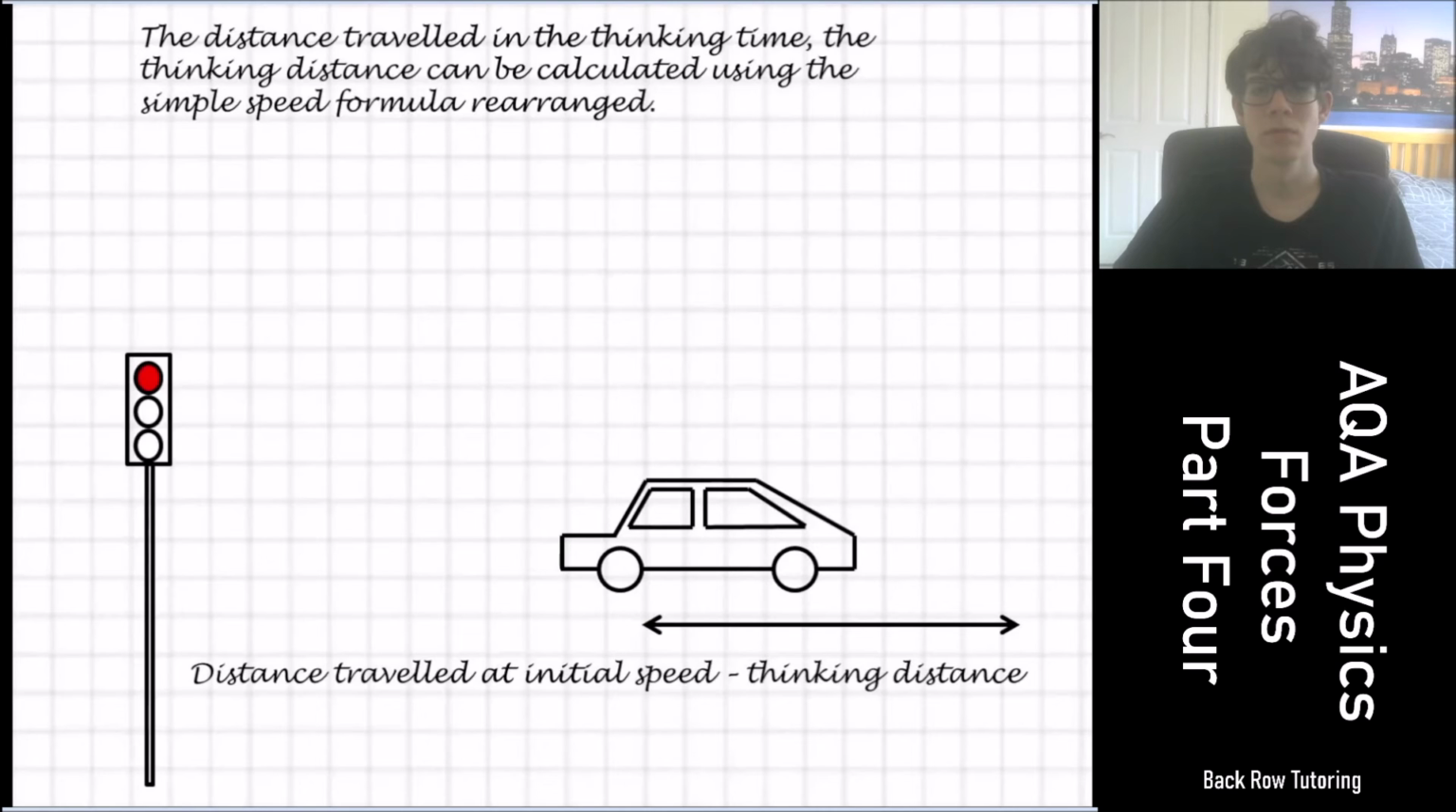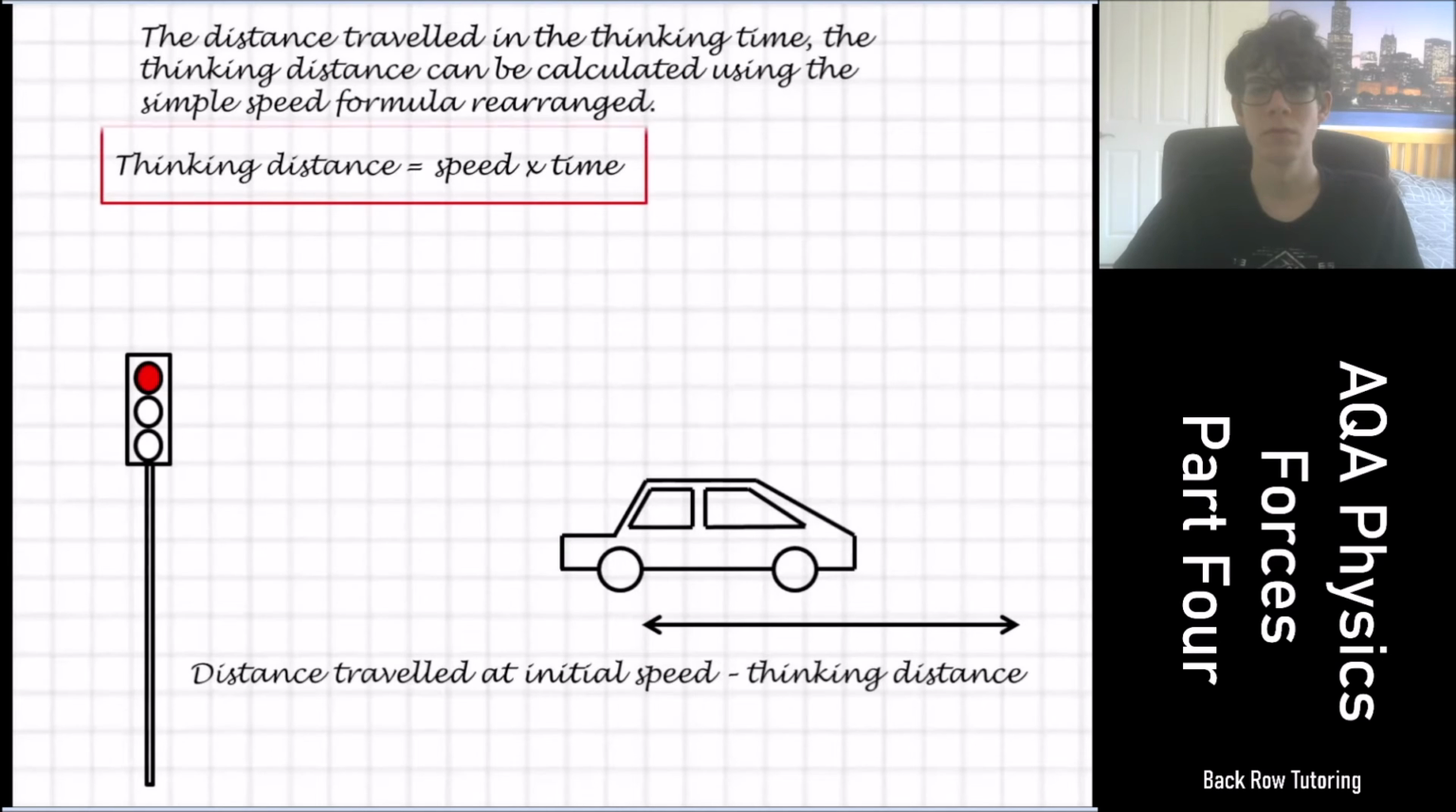The distance travelled in the thinking time, the thinking distance, can be calculated using the simple speed formula which has been rearranged. Thinking distance is speed times time.